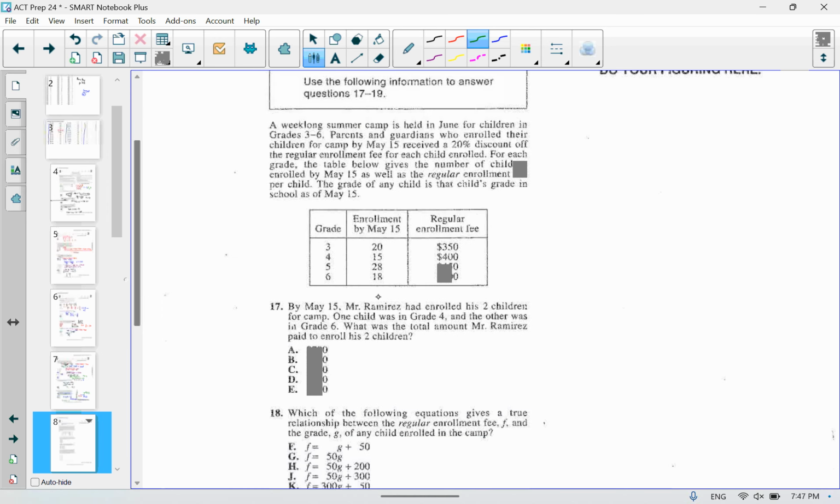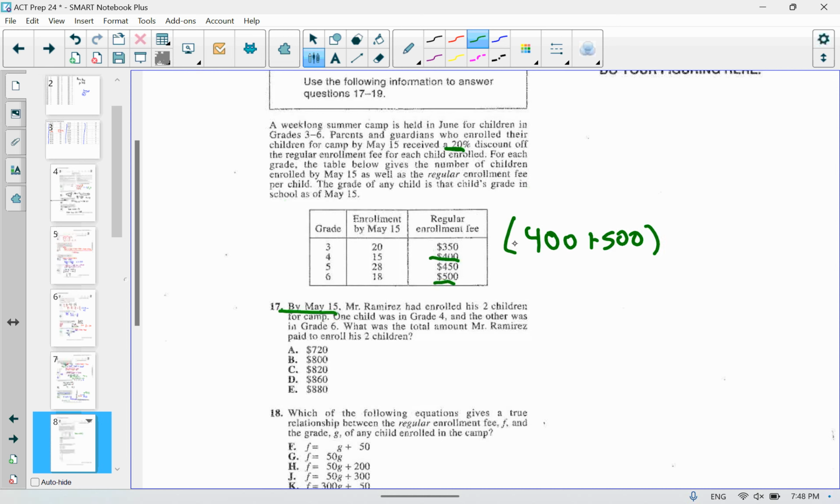He enrolled his two children. One was in grade 4, the other was in grade 6, with the total amount he paid. But he paid by May 15th. It says right here they get a 20% discount. So he has a 4th grader and a 6th grader. Normally that would be 400 plus 500.